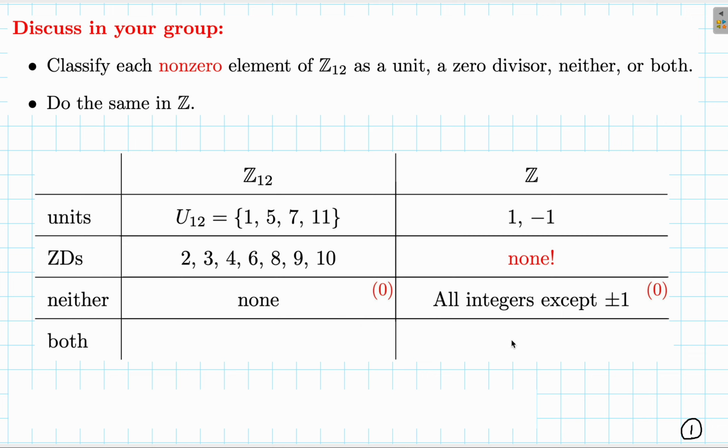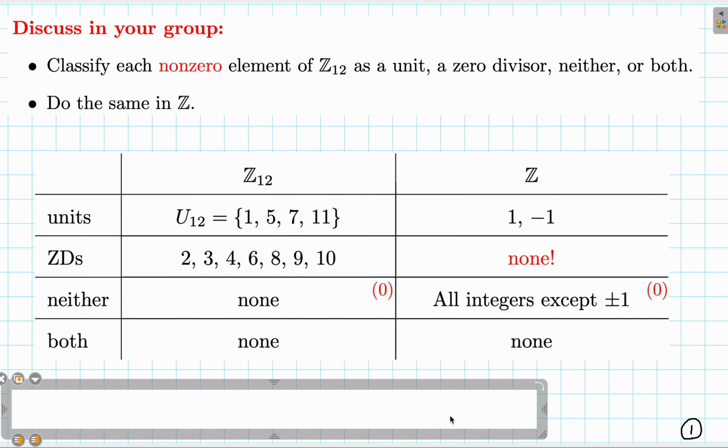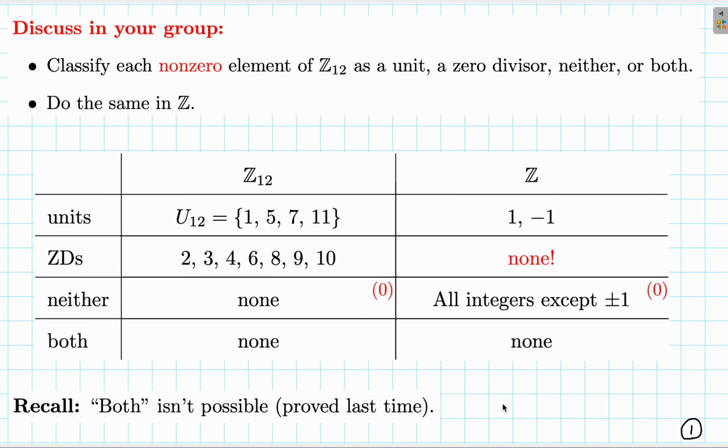Now what about both? Are there any elements that are both a unit and a zero divisor? Looking at this table, we don't see any in Z12 that are in both of these rows, and we don't see any for the integers either. And this is something that we proved in the previous lesson, that in any ring, an element cannot be both a unit and a zero divisor. So, not surprisingly, in Z12 and Z, both is not possible.